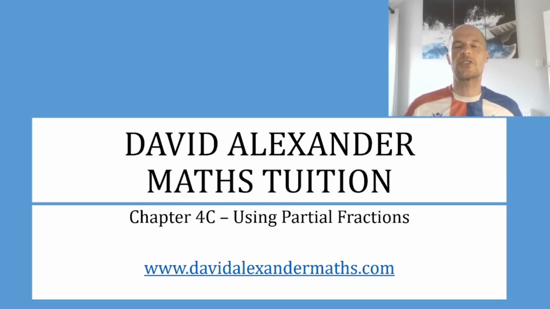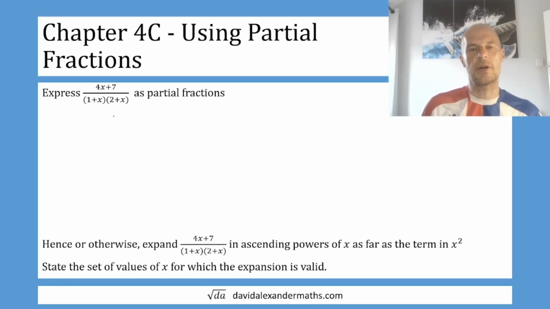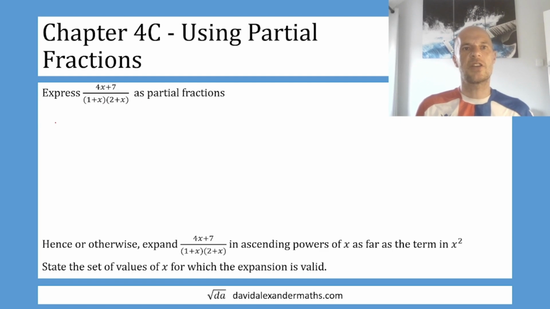This is chapter 4c, which is using the binomial expansion with partial fractions. Okay, so the first part of this question is just writing some algebra as partial fractions. So hopefully this is fairly familiar to us. So (4x + 7) over (1 + x)(2 + x) can be written as a over 1 plus x plus b over 2 plus x.